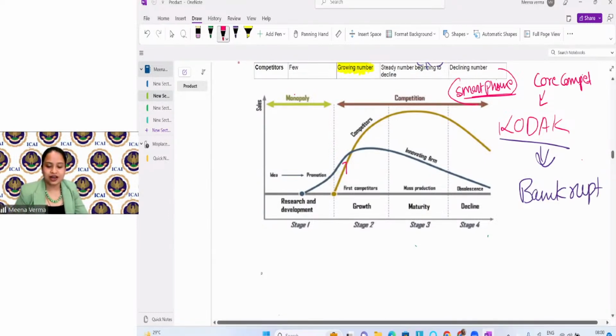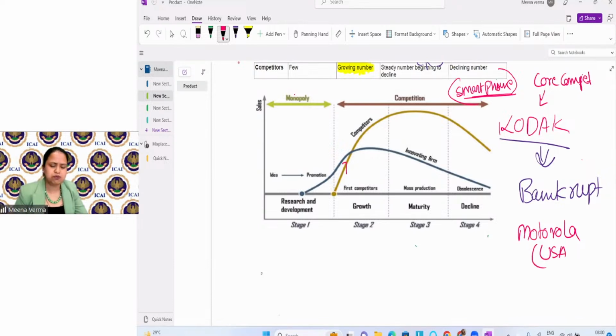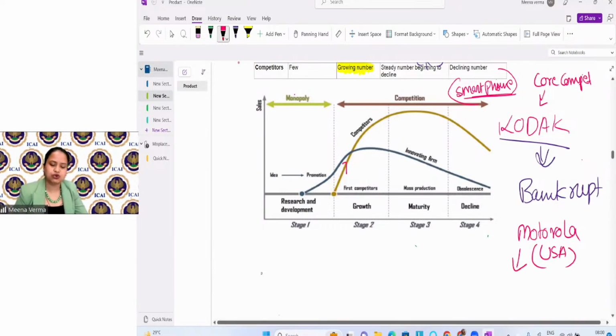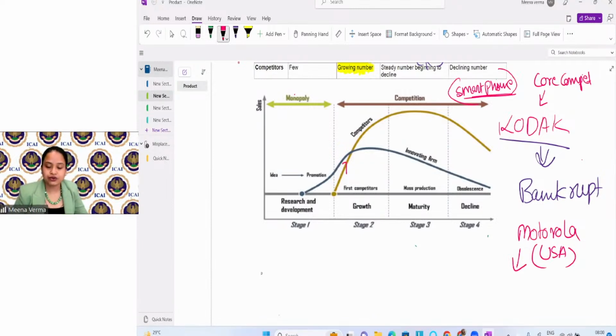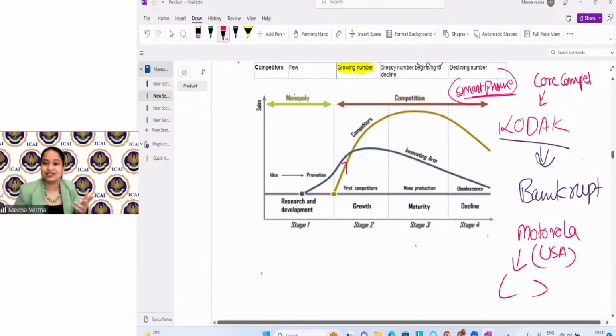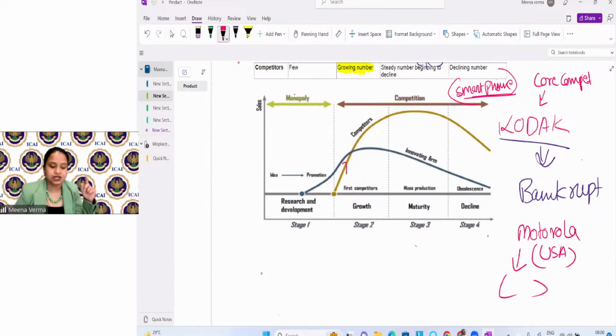I hope you all know about the Motorola company. This company is actually a USA brand company. It was a big brand in America. A very old company, and even this company has reached the end stage. Nokia has reached the end stage. Right? Now the question comes: how did a leader reach death?